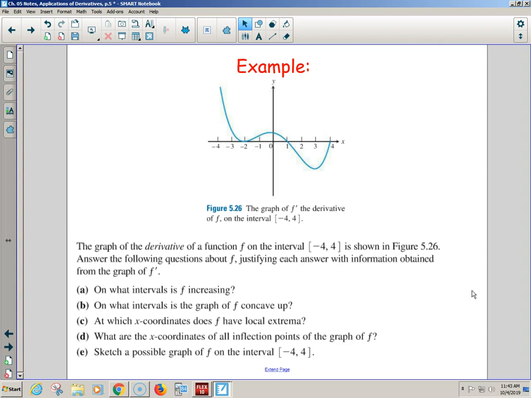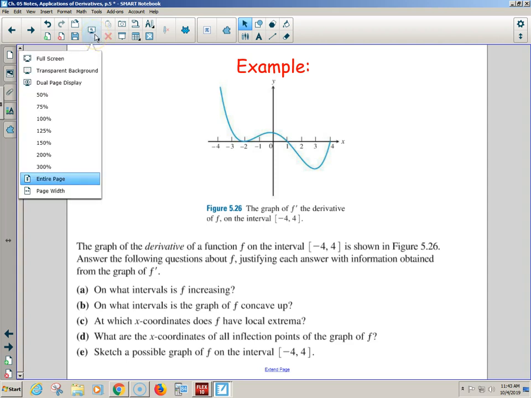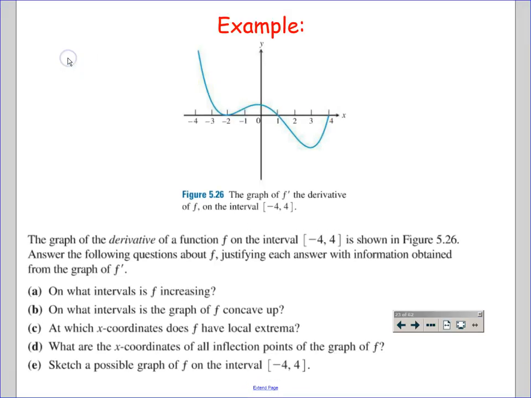F is always increasing when it's positive. So when does f double prime change from increasing to decreasing? Yeah, when f double prime is increasing, f prime is concave up. And then f prime is concave like this. No, graph of F is... Because f prime, when f double prime is increasing, then f prime is increasing. That's when it changes.